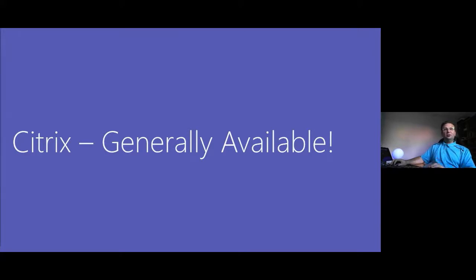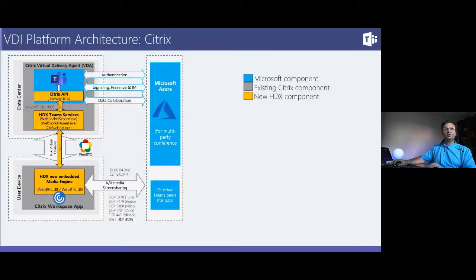So let's talk about Citrix now. VDI optimization for Citrix has been available in GA since December 2019, and we see a lot of Citrix customers adopting Teams optimization on Citrix VDI.